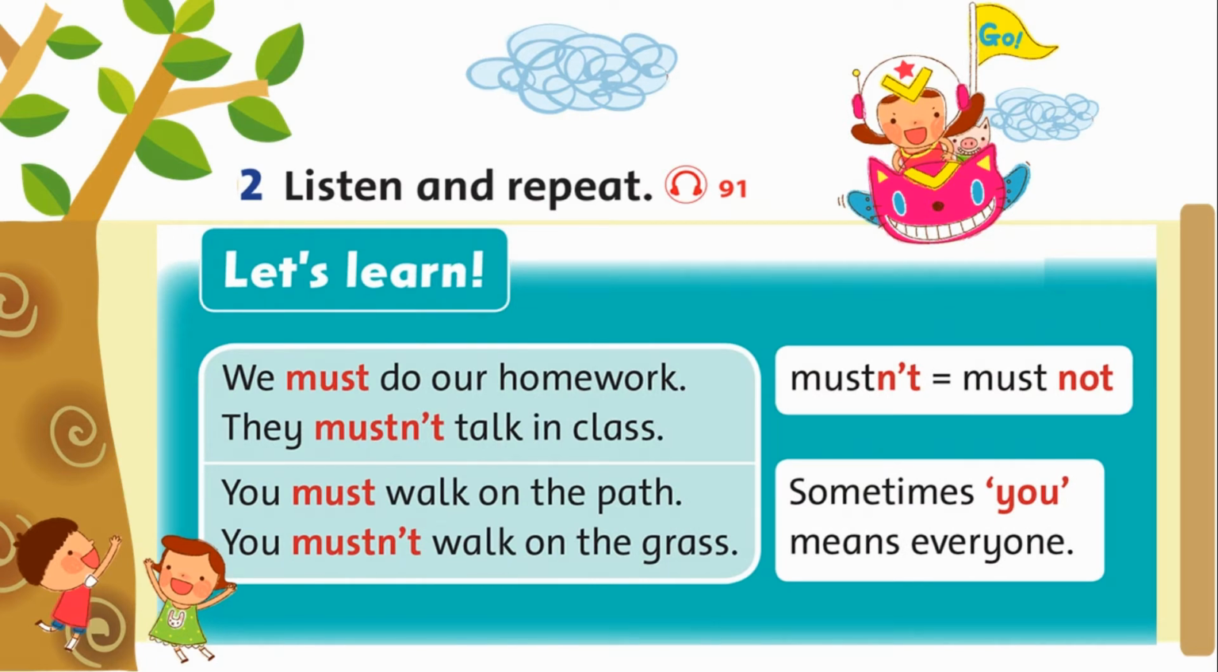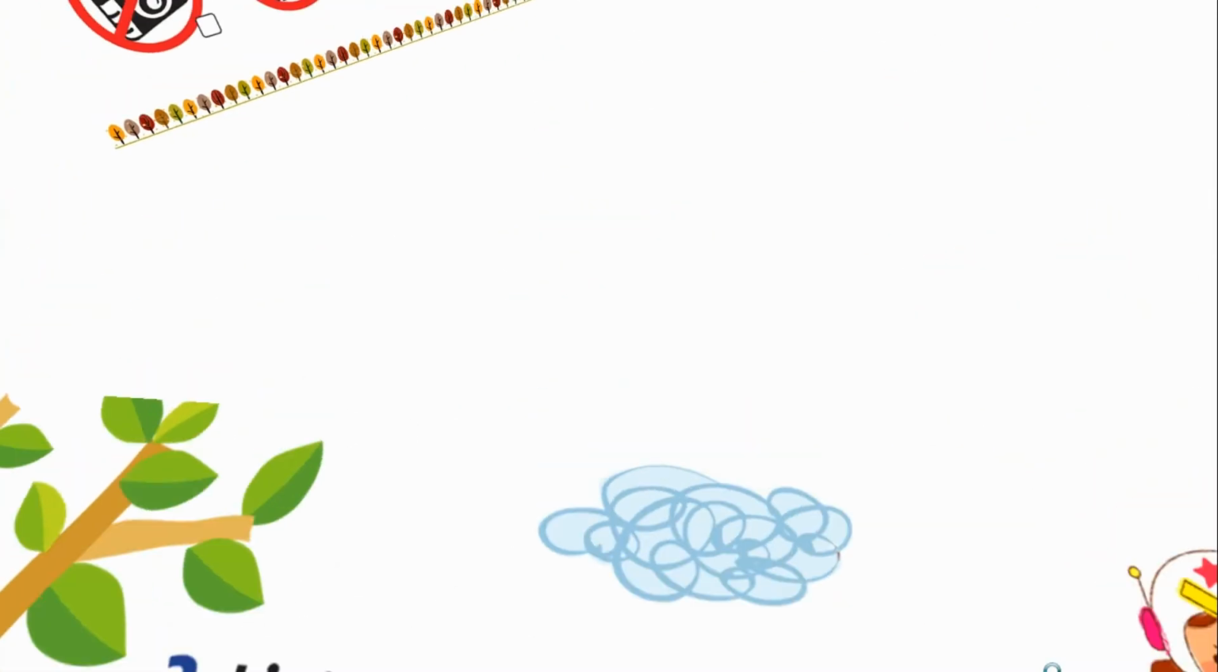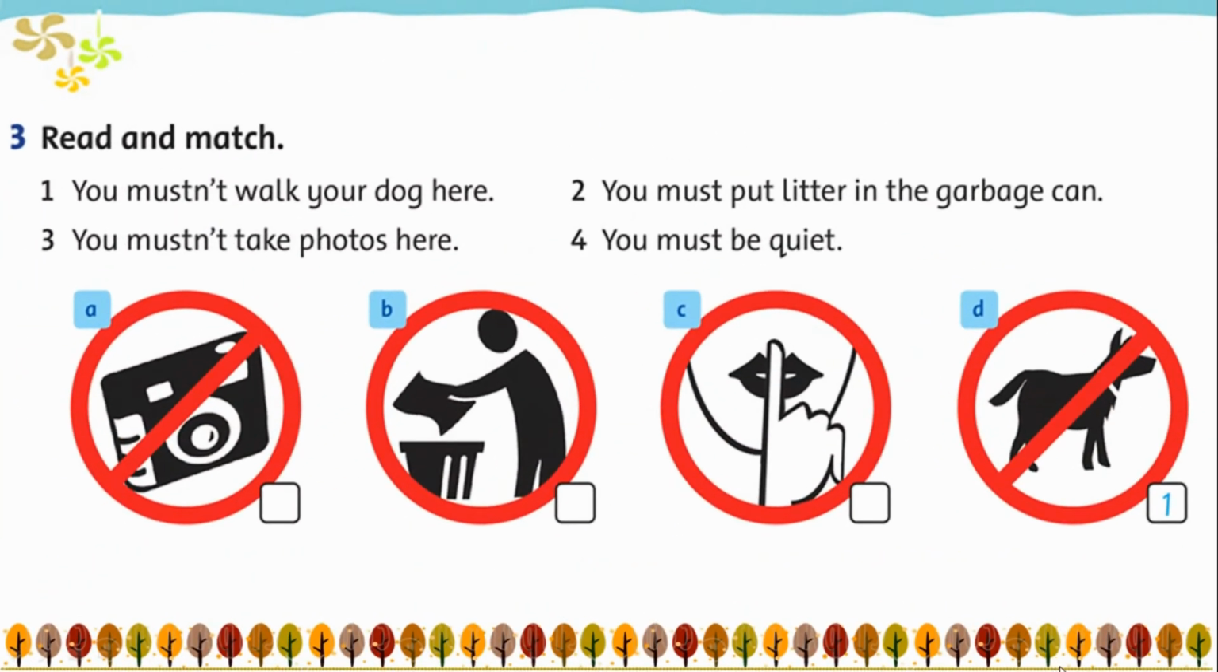Part 2. Listen and repeat. We must do our homework. They mustn't talk in class. You must walk on the path. You mustn't walk on the grass. Remember, mustn't stands for must not.